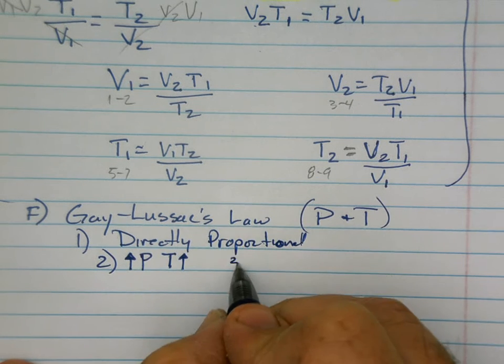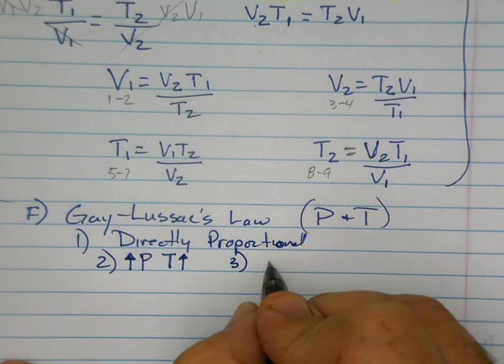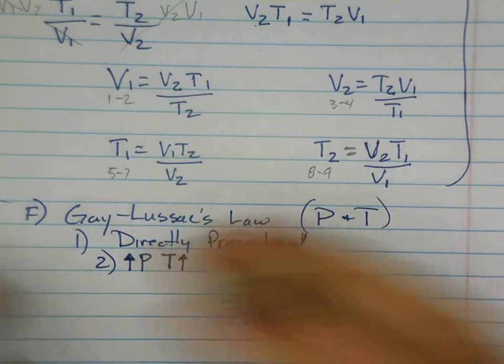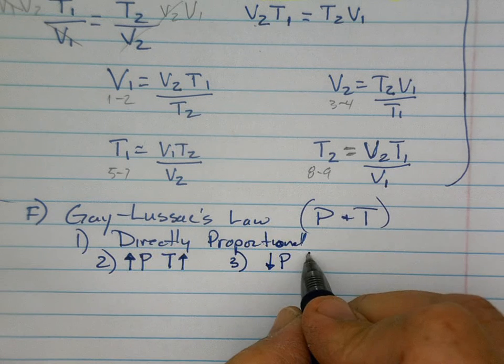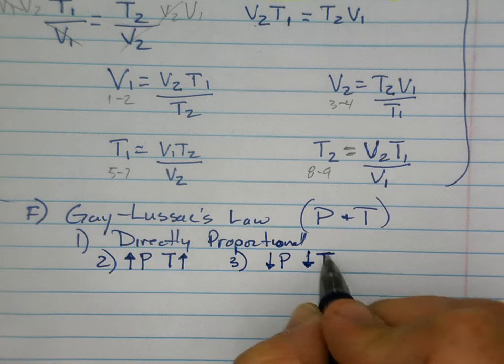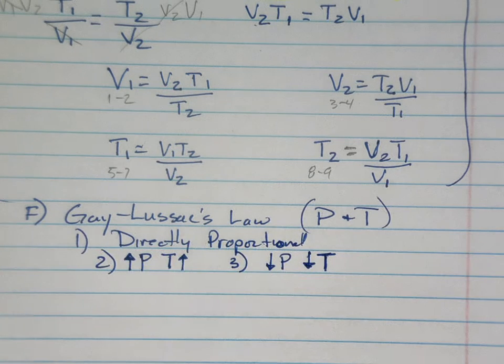And then number 3, the opposite is true. If we were to lower the pressure on a system, it's going to make the molecules be spread apart a little bit more, less collisions, and so the temperature is going to drop as well. So these are directly proportional to each other.